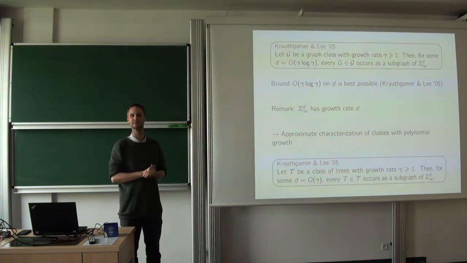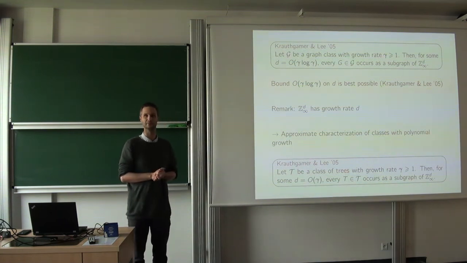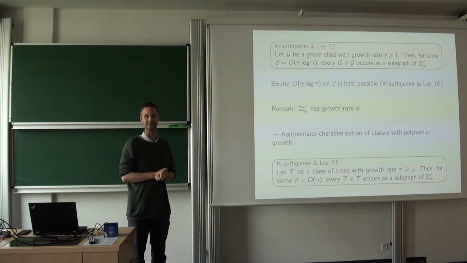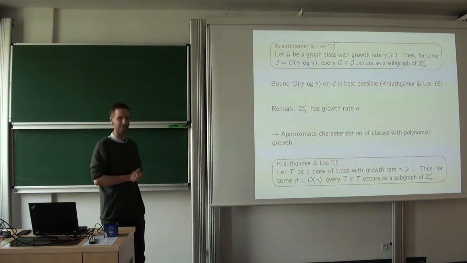Yes, there is a question. Is it easy to see why O of gamma log gamma is best possible? I don't think so. It's a theorem in their paper. I must admit I don't know the construction off the top of my head. It's one of the things they prove. I can look it up during the break. But I don't think it's easy.